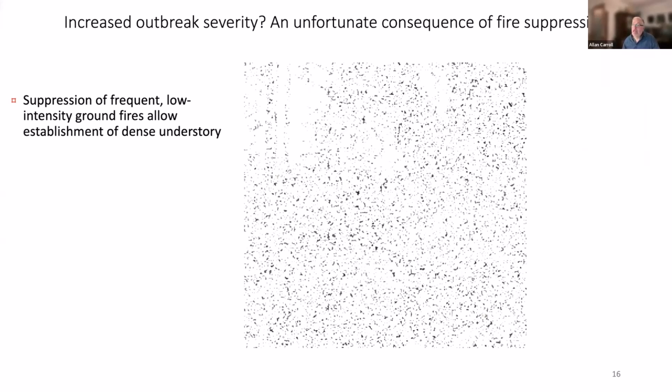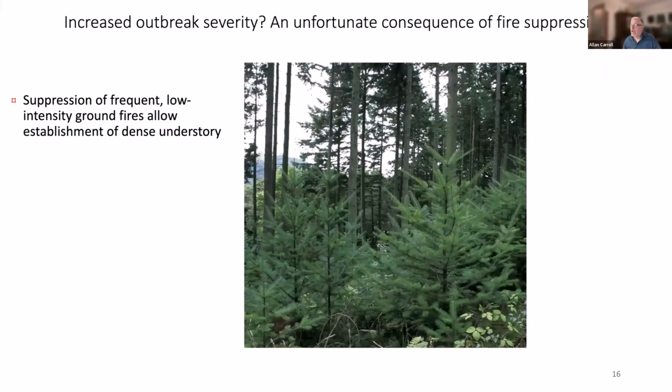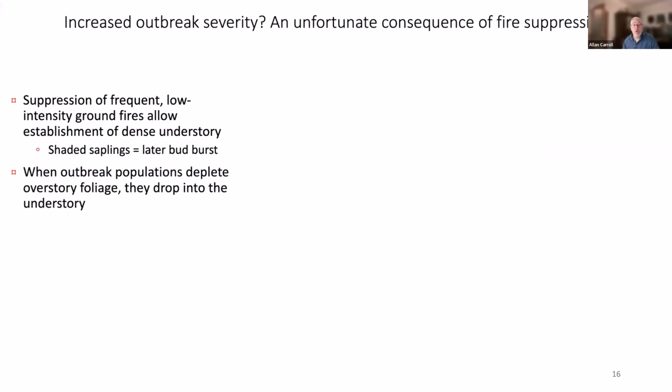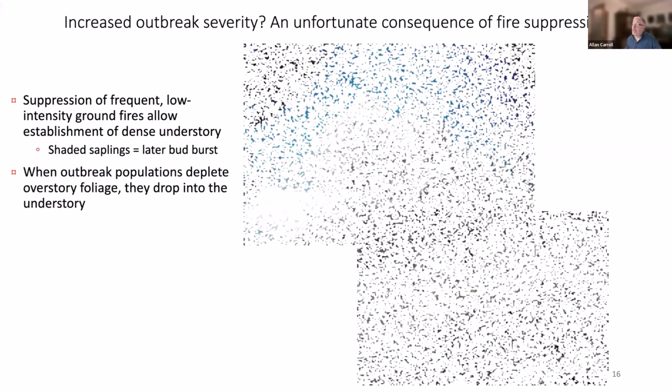And the removal of that has actually allowed the establishment of all kinds of younger trees that are capable of growing below the mature trees. This dense understory actually is a second source of food during an outbreak. So what happens is these, because they're in the shade, actually tend to have a bit of a delay in the timing of the bud burst that they provide for the western spruce budworm. And as a consequence, when populations are actually in the outbreak state, they will deplete the overstory.